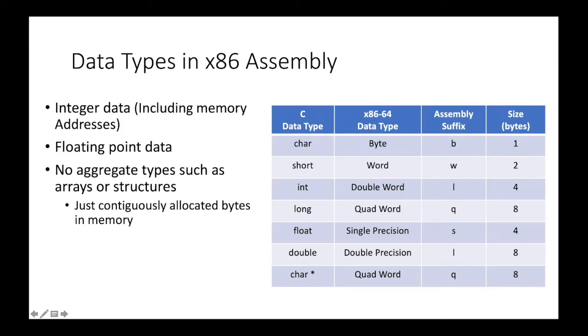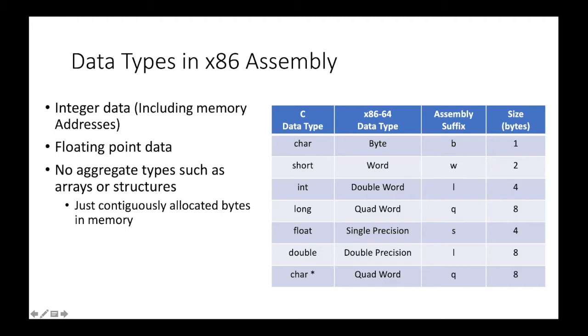Here are data types that we see from x86 assembly program. The table compares C data type, x86 data type, and assembly suffix side by side. 1 byte char in C is just a byte in x86 and we use suffix B. 2 byte short in C is called a word in x86 and we use suffix W.